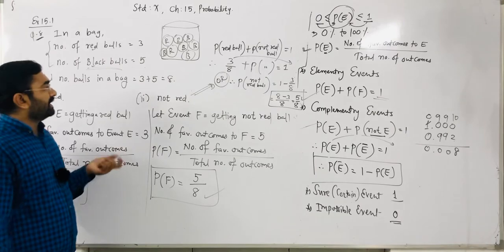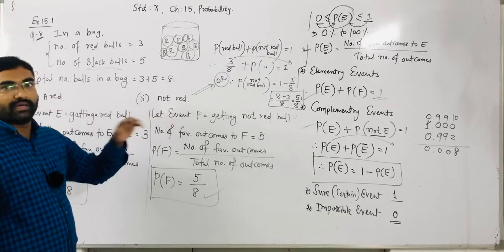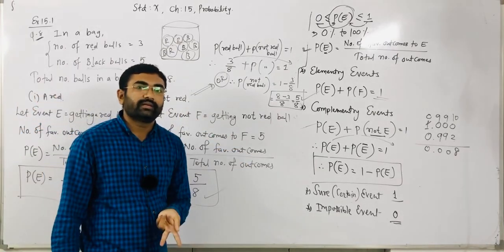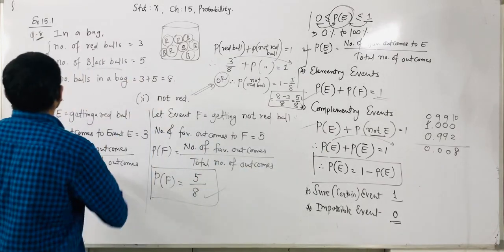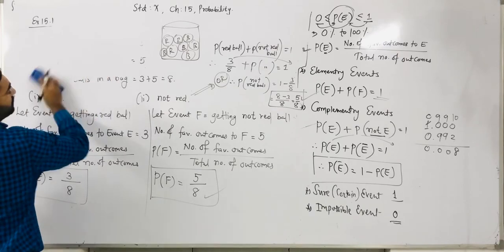But you have to be clear whether it is a complementary event or not, right? Red ball and not red ball is a complementary event. So we have to apply the formula of the complementary event. Okay. So that way you can solve question number 8.